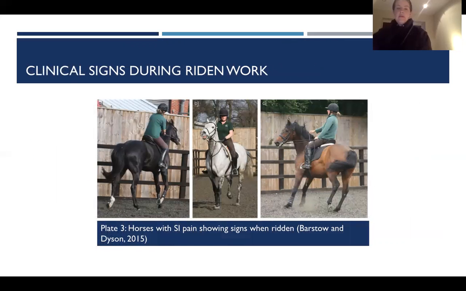Again, there are three pictures. You can see the horses being ridden. In B, you can see them coming above the bit. In C, you can see just unwillingness behaviour, napping. And again, they've all got negative facial expressions.